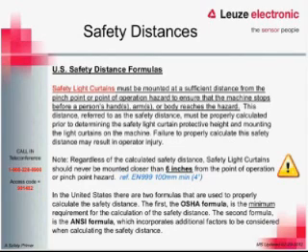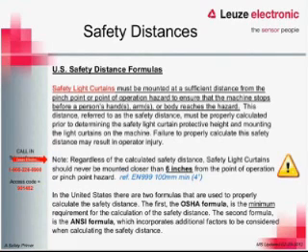And we also have here a note that a lot of people don't think about: regardless of the calculated safety distance, a safety light curtain should never be mounted closer than 6 inches from the point of operation. So even if our safety distance comes out to a distance of 2 inches, it's still not safe to put it within 2 inches. We still would like to see it at 6 inches.